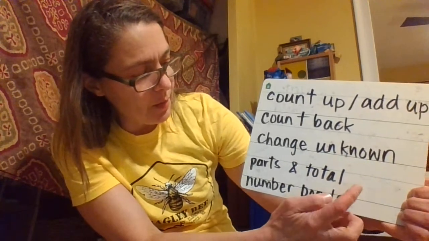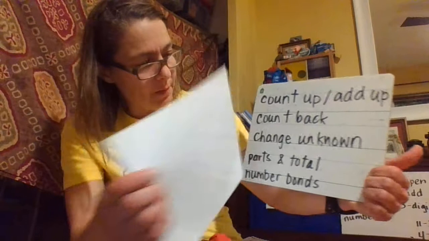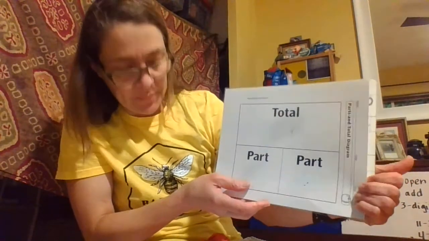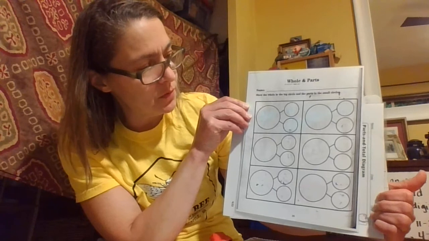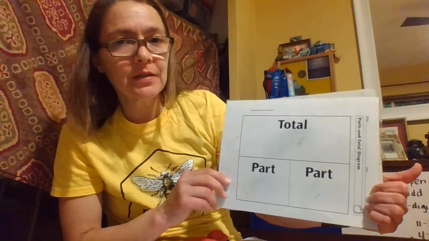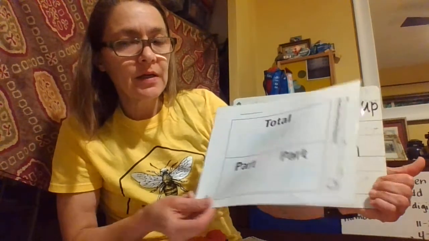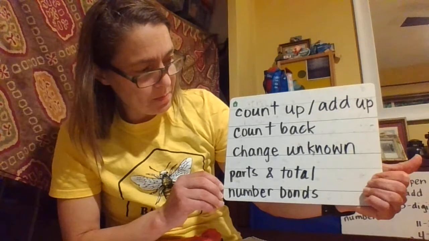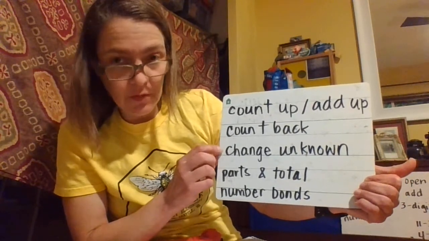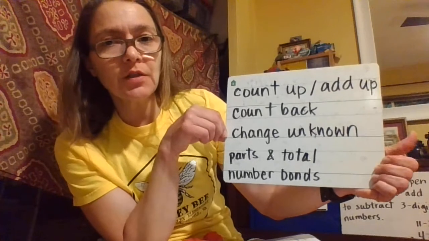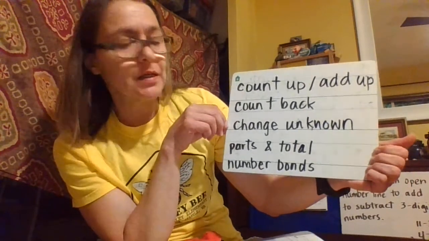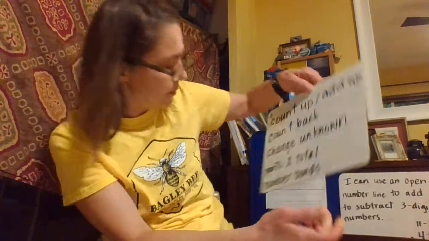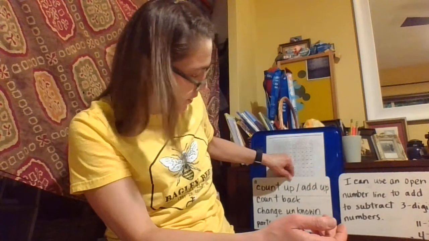And I want you to think about the parts in total. Let me remind you with the diagram. The parts in total are also connected to the number bond, and number bonds look like this. They fit into these models. You can also think about the fact families, the four equations that go with every problem. So change unknown. I'm going to show you how to change a subtraction problem and make it a change unknown problem. And then you can add up. All right, let's go ahead and get started.